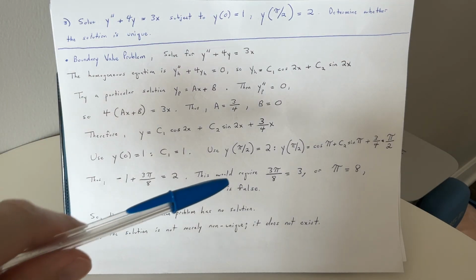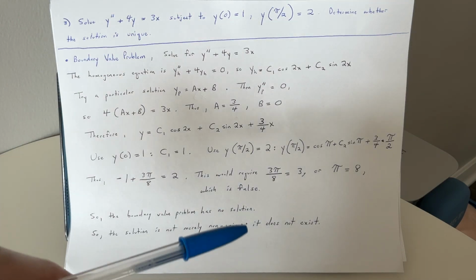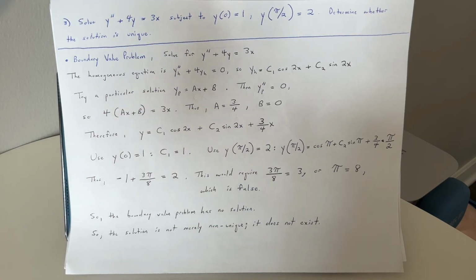But this will require 3 pi over 8 equals 3, or pi equaling 8, which are both false. So what we could conclude is the boundary value problem has no solution, and so the solution is not merely non-unique. The solution itself, it does not exist.